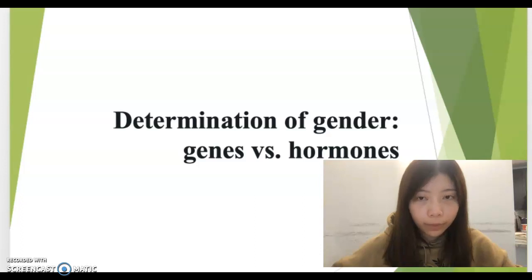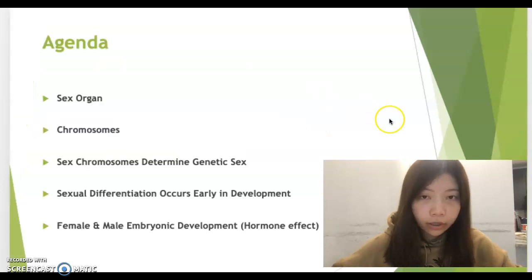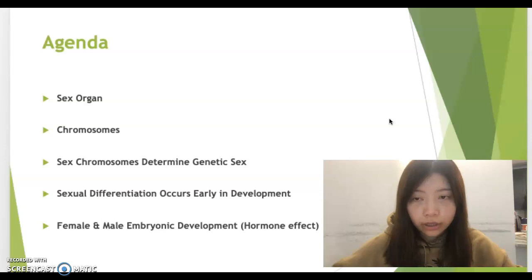Today I'm going to talk about the determination of gender, genes, and hormones. Here is my agenda. Firstly, I will talk about sex organs, then move to chromosomes. Then I will talk about how sex chromosomes determine genetic sex. Then I will talk about how sexual differentiation occurs early in development. Finally, we will talk about the hormone part, the female and male embryonic development.